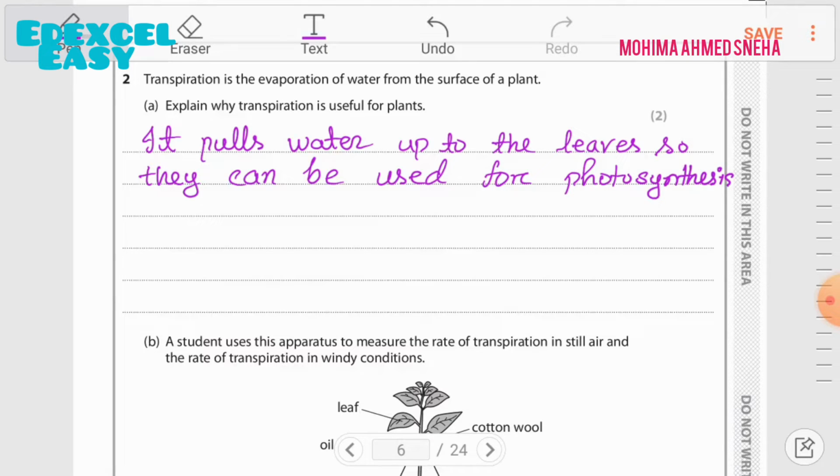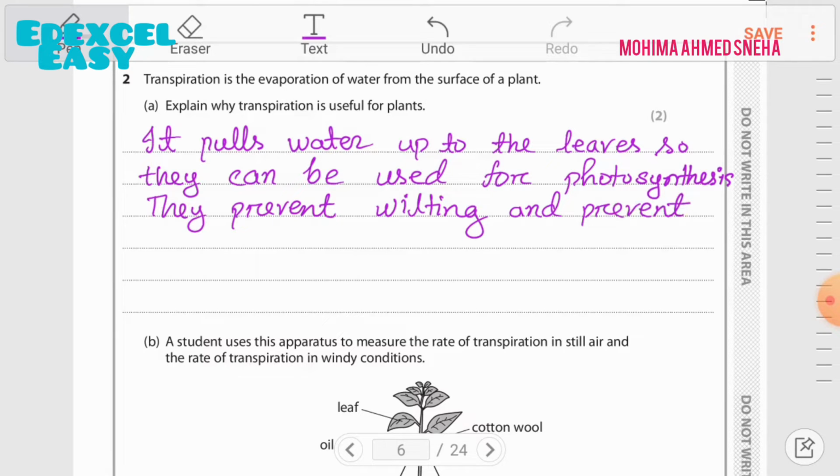They prevent wilting and help in transporting materials, and help in transporting minerals.